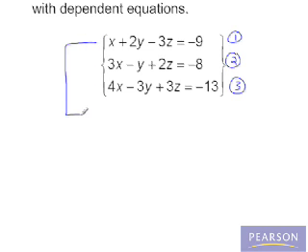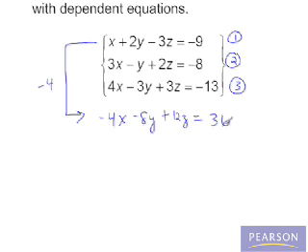So let's take the top equation and multiply that by negative 4, giving me negative 4x. Negative 4 times positive 2y is negative 8y. Negative 4 times negative 3z is positive 12z. And finally, negative 4 times negative 9 is a positive 36. And we're going to add this equation to equation number 3.